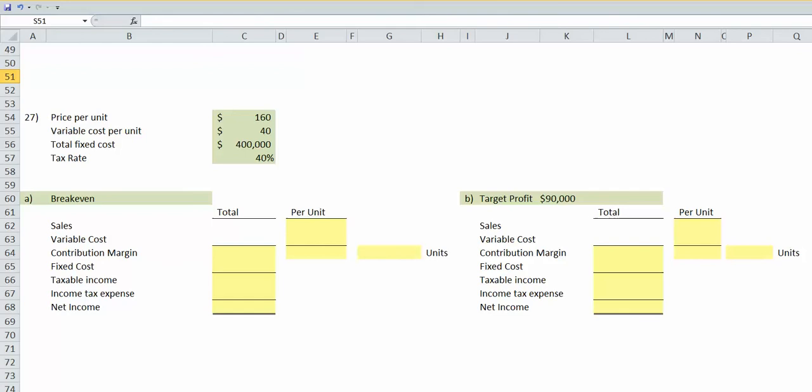Now let's consider our situation with taxes. We'll assume we have a 40% tax rate. First, we'll calculate a break even, and then we'll calculate a target profit. Let's begin by picking up what we know. Our selling price per unit is $160. Our variable cost per unit is 40, which means our contribution margin is the 160 minus 40, or $120 per unit. Our total fixed costs are $400,000.